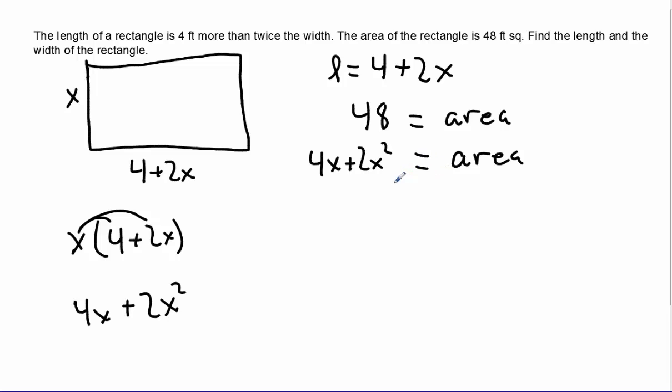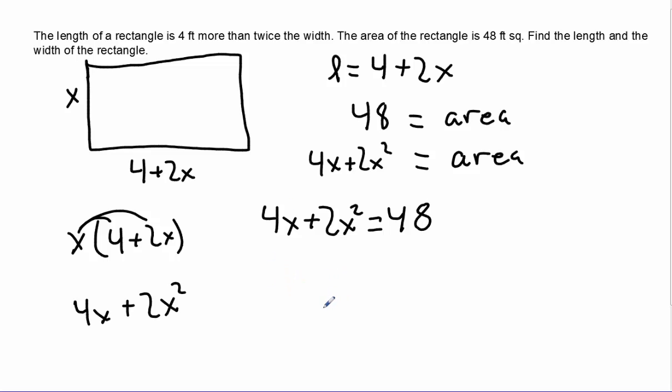Well, the nice thing over here, we have 4x plus 2x squared equals area, and 48 also equals area. Okay. Now, nicely, since both of these things equal area, we can set these equal to each other. And we have 4x plus 2x squared equals 48. Okay. Nice enough. However, if you notice, we're going to have a polynomial.